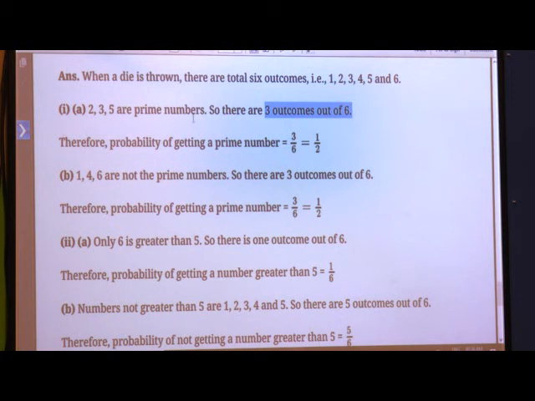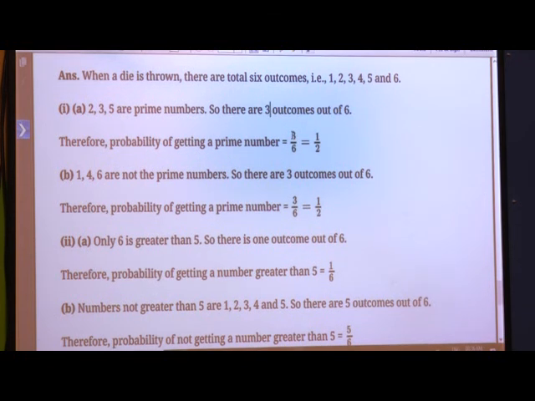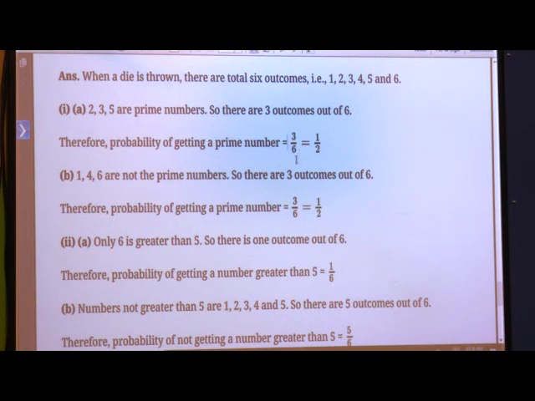Therefore, the probability, this we had solved previously in question 2. Now, in the 6th question, they are asking the probability of getting a prime number. Probability is equal to the outcomes that we are getting upon total outcomes. We are getting 3 outcomes out of 6 outcomes. 3 ones are 3, 3 twos are 6. Hence, it is 1 upon 2.